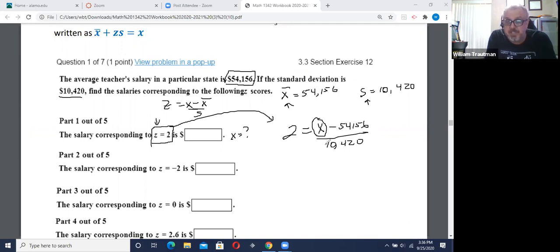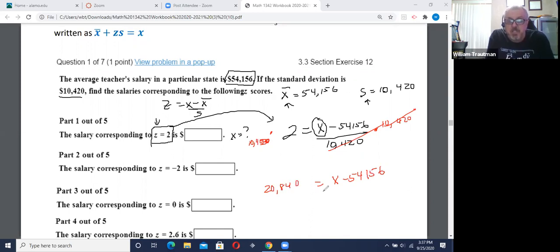You always want to get rid of this bottom first. It's divided by 10,420. So I'm going to multiply both sides by 10,420. These end up canceling, one's on top and one's on the bottom. So on the right-hand side, this is what I get. On the left-hand side, 10,420 times 2 is 20,840. There we go.